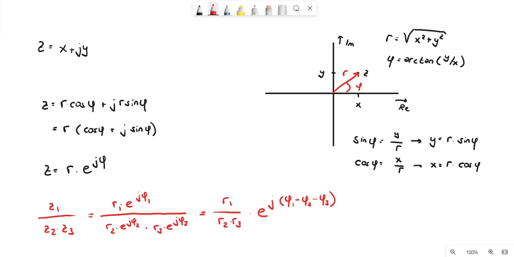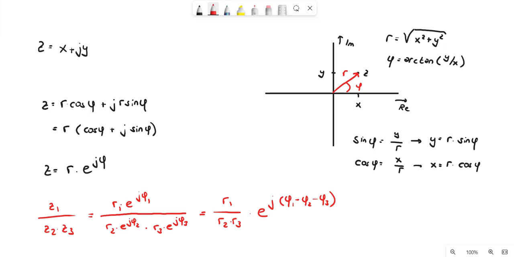And that is because when you have an exponential number with the same base, which is e in the Euler notation, then you may add or subtract the exponents. You may add them when you multiply these complex numbers, and you may subtract them when you have to divide these complex numbers. So it's phi1 in the numerator, so it's phi1 over here, and phi2 and phi3 are in the denominator, so we have to subtract them from phi1.